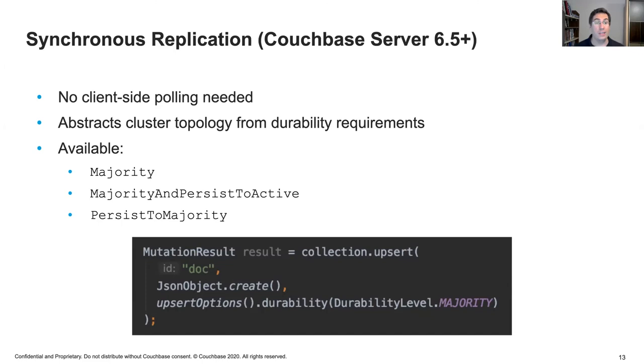Now, with synchronous replication, all that logic is moved to the server side, and it abstracts the cluster topology from the durability requirements, which is a big deal, because with replicateTo and persistTo, you would have to say something like persistTo or replicateTo 1, which implies a certain cluster topology configuration. Now, with synchronous replication, you define the semantics you want. So you say, make sure the durability level is majority, which will make sure it is replicated to a majority of the active and replicas. Majority and persist to active is similar, but it makes sure that in addition to replicating to a majority of the replicas, it will also persist it on the active node. And then with persist to majority, it will make sure that the majority of the replicas have the operation persisted on disk before returning a successful result. So this is clearly a step forward with regards to ease of use and efficiency when it comes to synchronous replication.